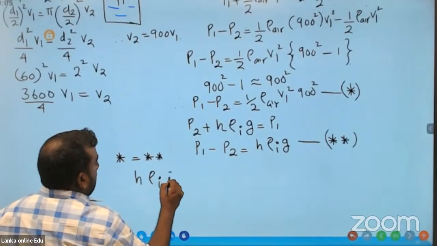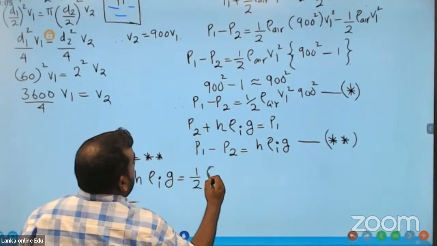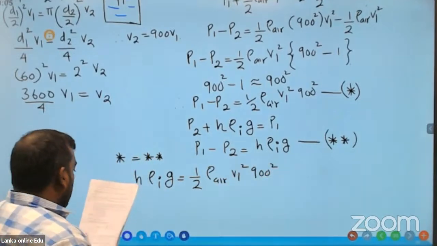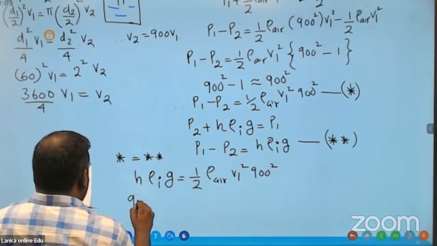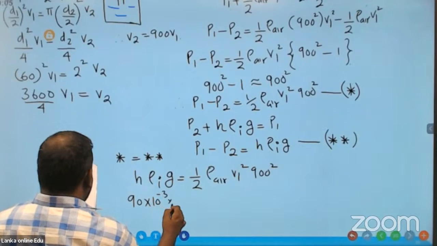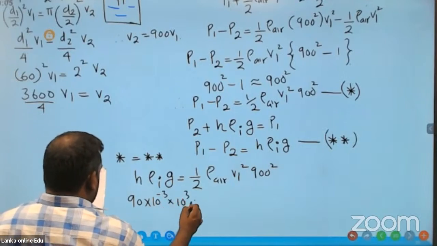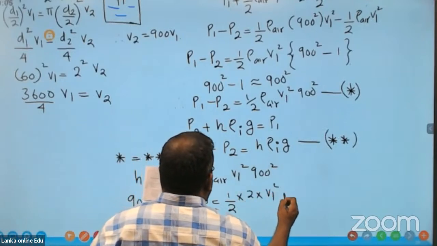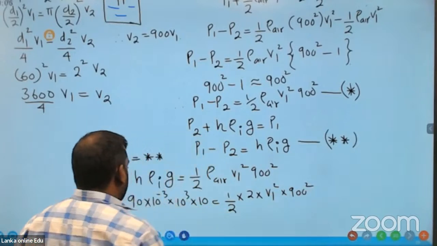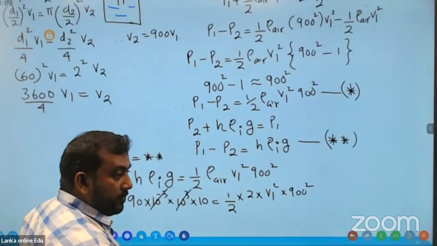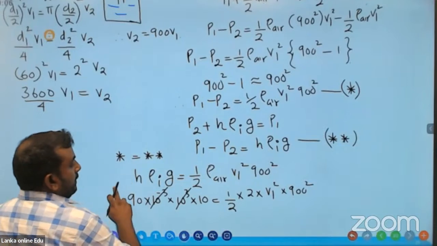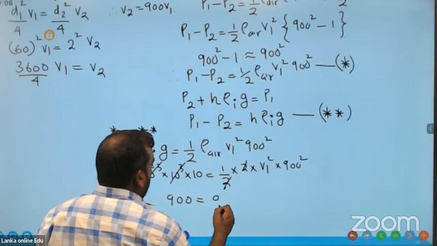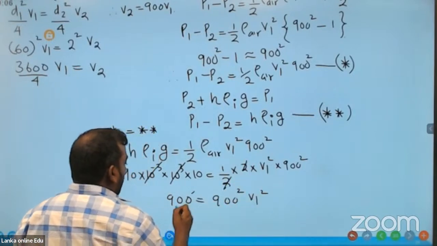H density of insecticide into g equals half density of air V1 squared 900 squared. Height is given as 90 millimeters, convert to meters. Density of insecticide is 1000, g is 10, density of air is 2, V1 squared 900 squared. The 3 minus and plus 3 cancel off. Simplify here, you have 900, the 2 cancels off, 900 squared V1 squared, 900 cancels off.